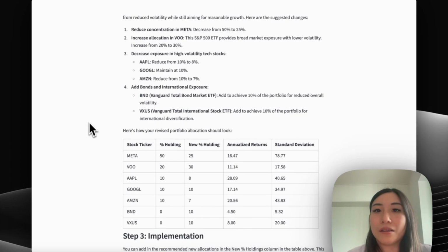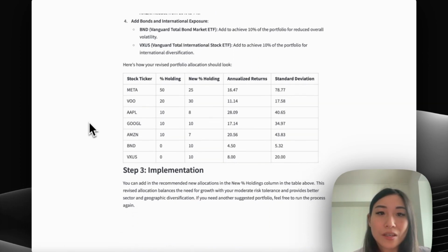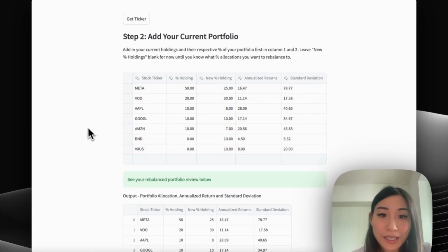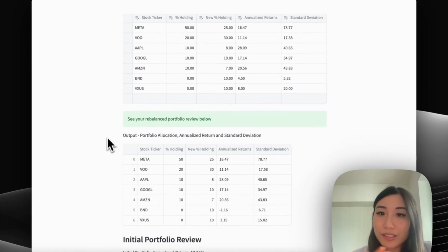I think in the input earlier, I said that I have a moderate risk profile. So it makes sense that sometimes if you want to have more income generating or more stable returns, you can also add bonds or bond ETFs into your portfolio just to give it a little bit less swinginess in the results. So what I'm going to do, which is very simple, is just copy and paste this and then add it to the table up here. And then I can go see the rebalanced portfolio review below just to see what some of the results are.